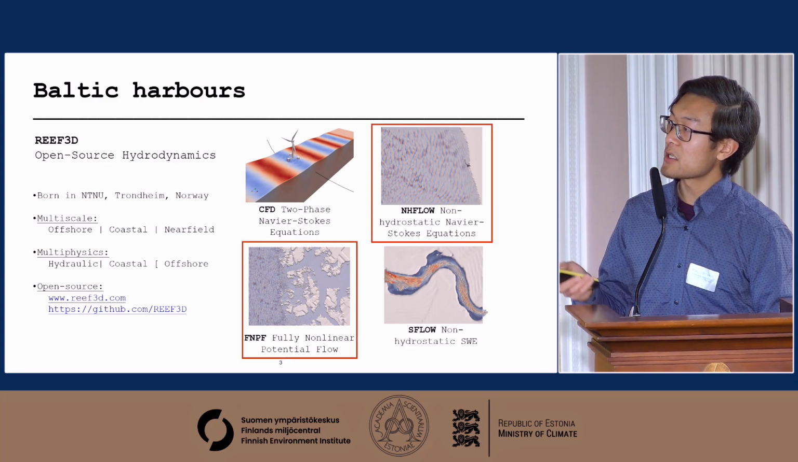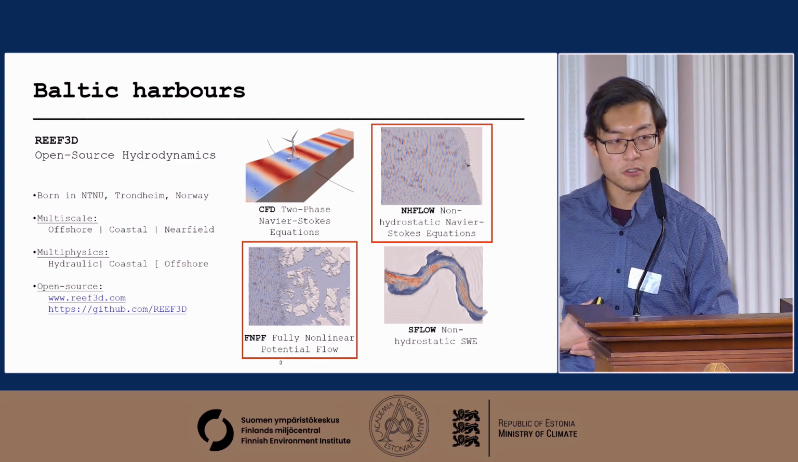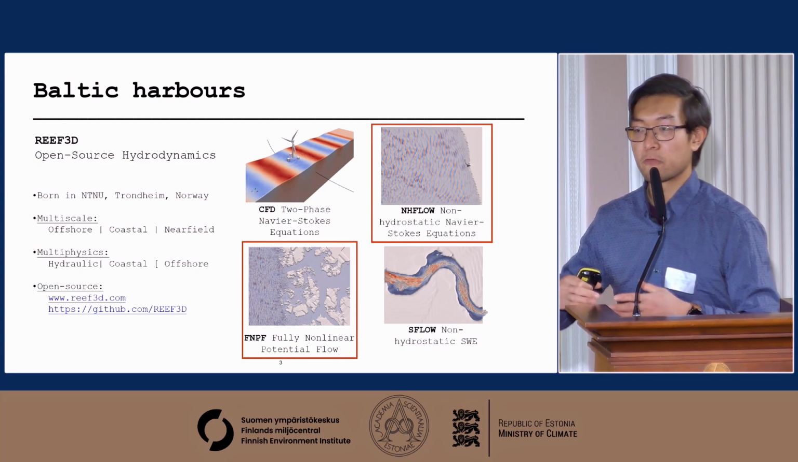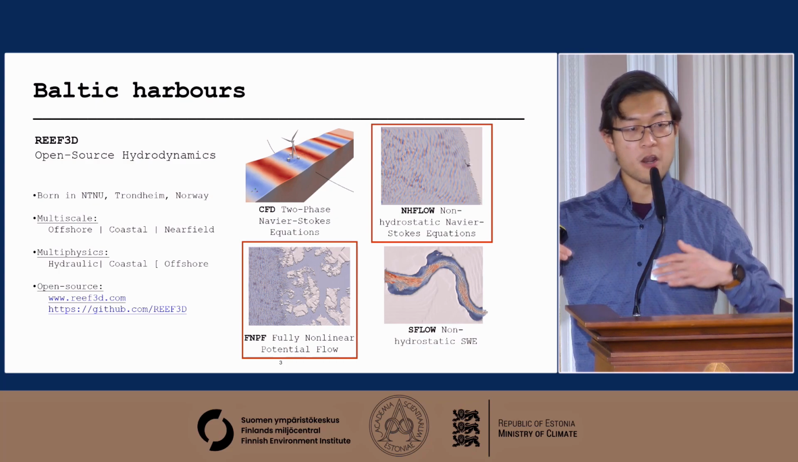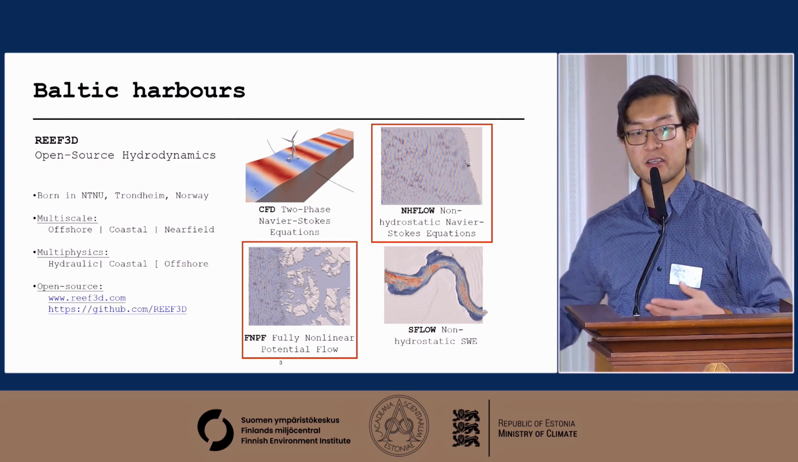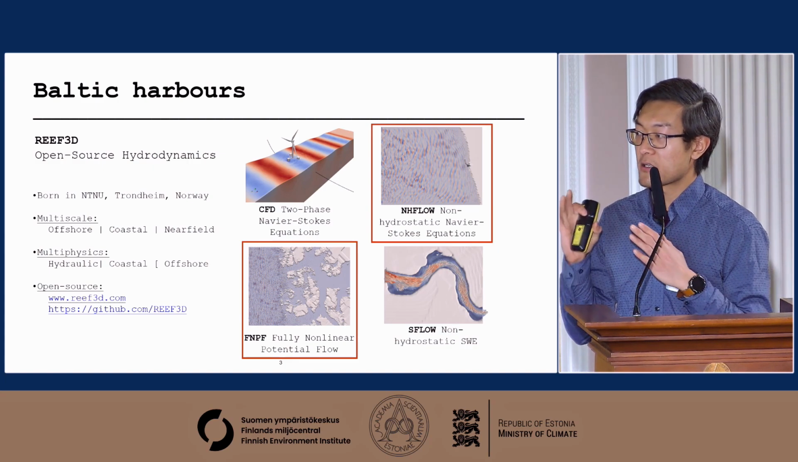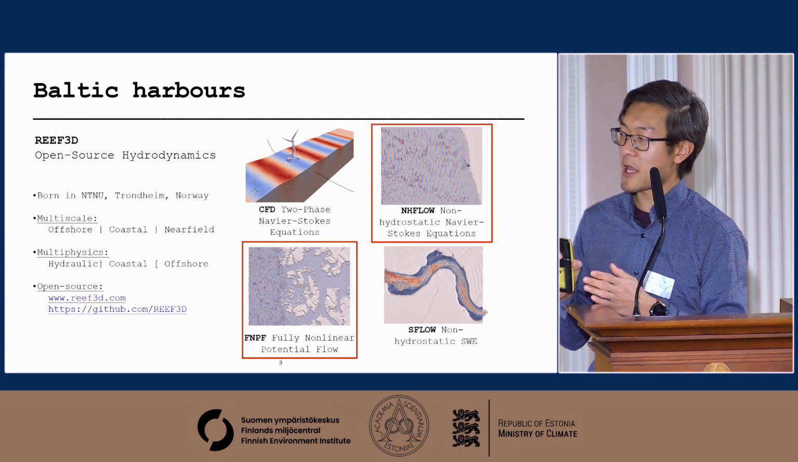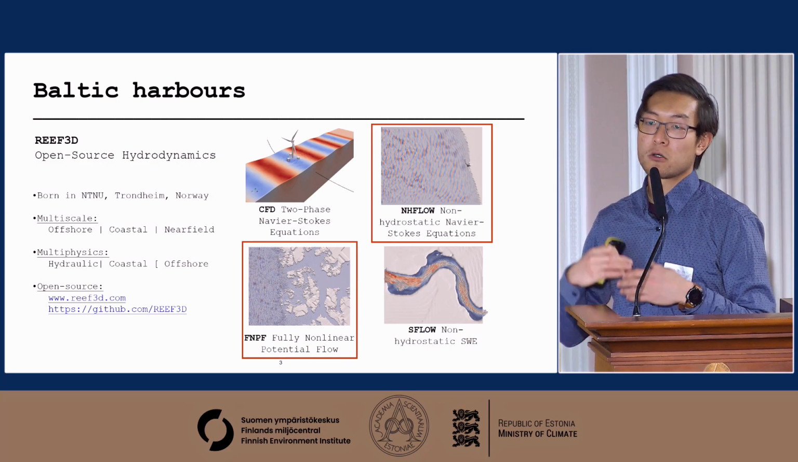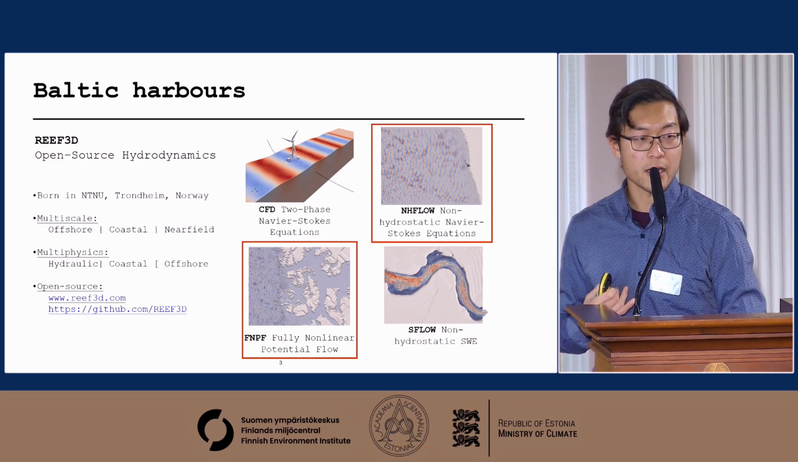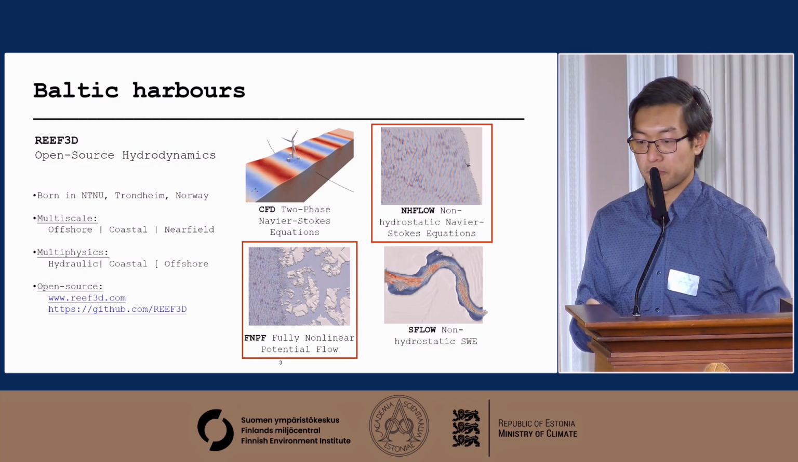Instead, we focus on these two models, the fully nonlinear potential flow models. That is very good for wave propagation over a large area with drastic water depth variations. And also the NH flow, which has similar properties as FMPF, but in addition, it can also include viscosity, surf zone dynamics, and turbulence in the future.